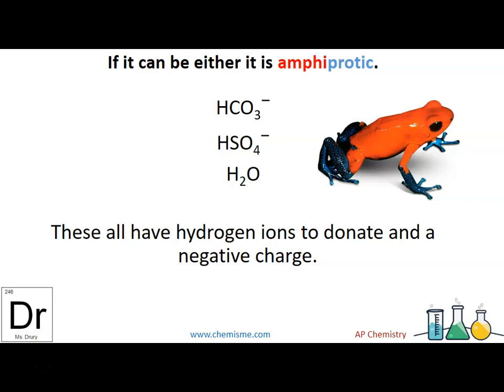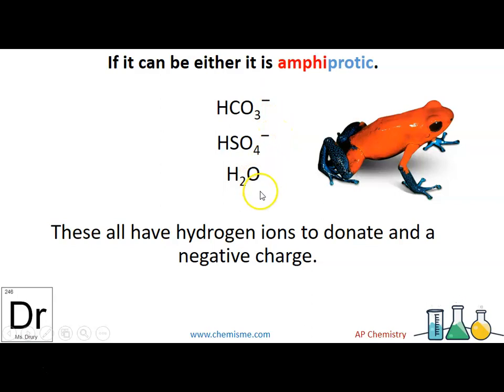So you'll notice that I'm giving you some subliminal messaging. The red is always referring to acids because in litmus, acids turn litmus red. And the blue is referring to the bases because they turn litmus blue. And so these examples are amphiprotic because they have a hydrogen in the front of the compound that they're willing to lose, but they also have a negative charge that they're willing to gain an H+.